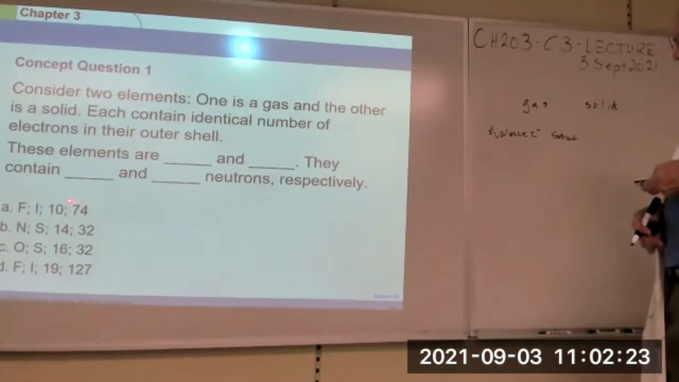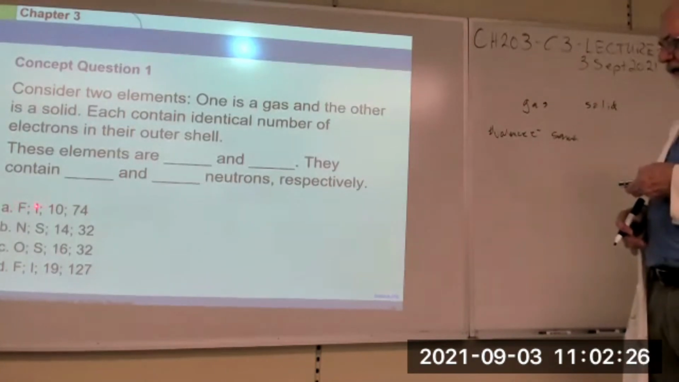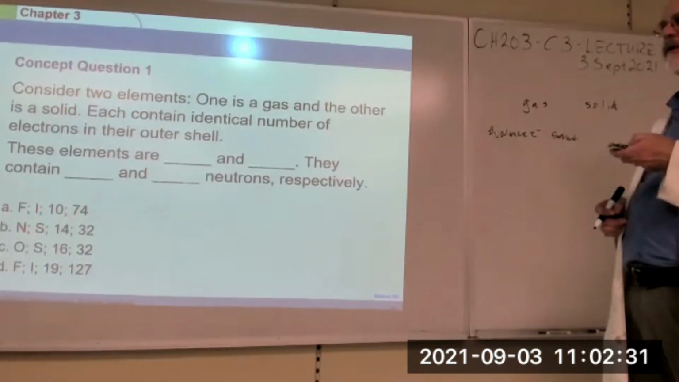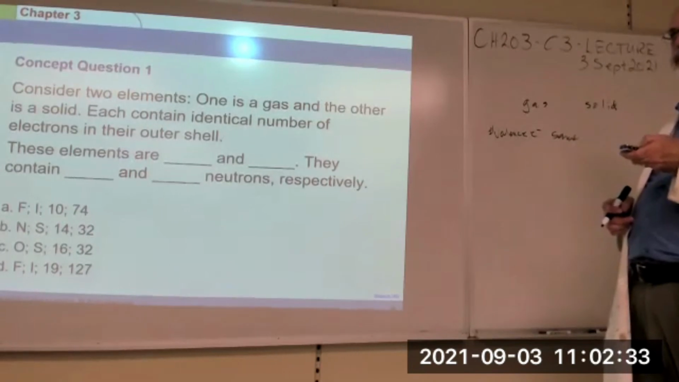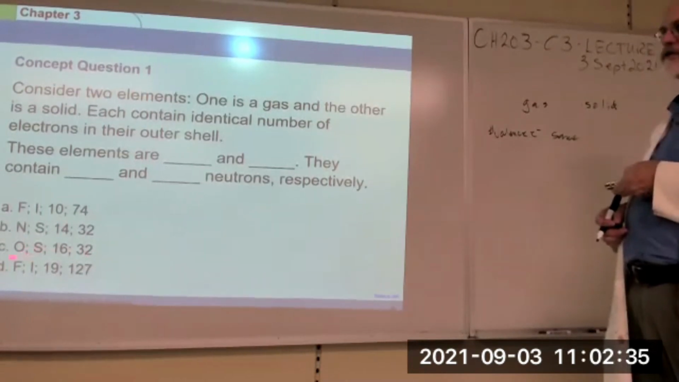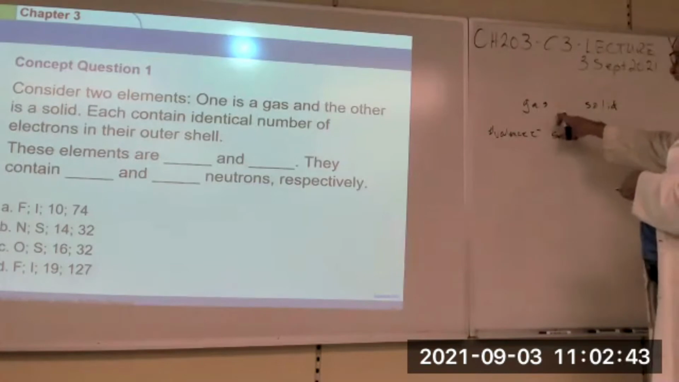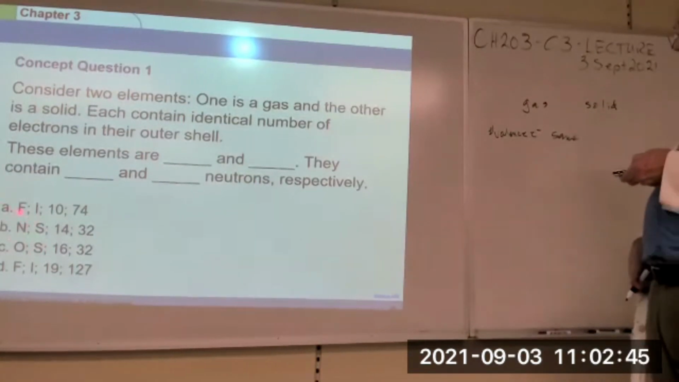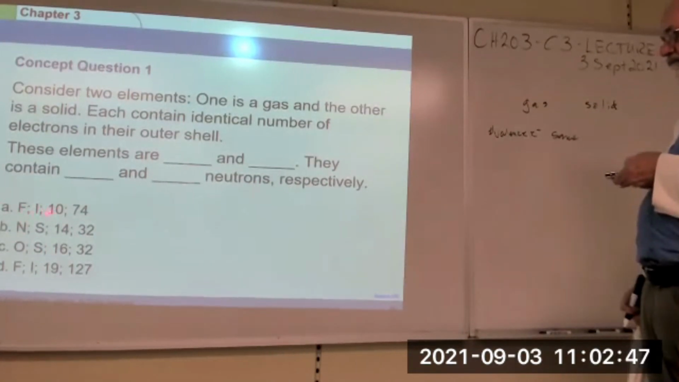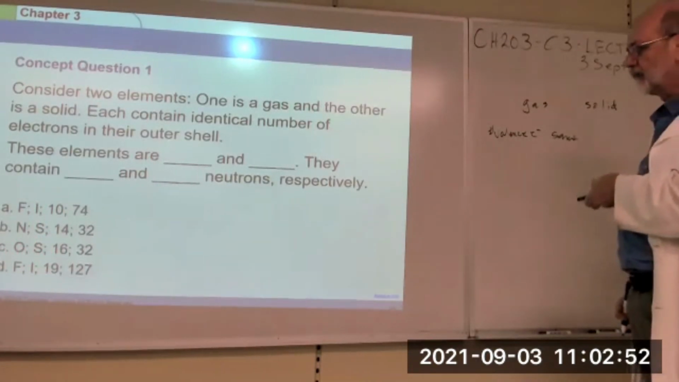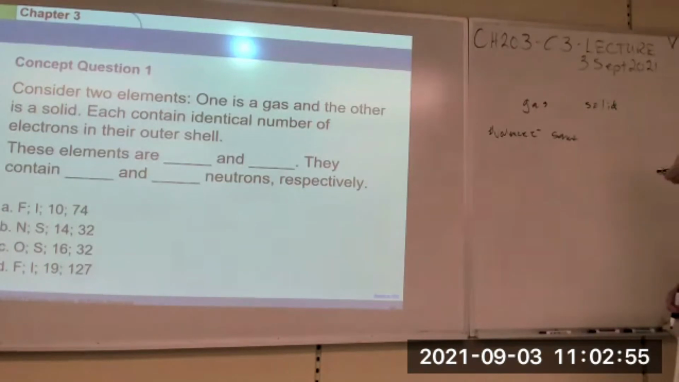So which one? Well, fluorine and iodine, they're in the same group, right? So that could be nitrogen and sulfur. Nope, can't be that one. They're in 2 different groups. Oxygen and sulfur, that could be. And fluorine and iodine again. Okay, what about the other condition? Gas and solid. Fluorine's a gas and iodine's a solid. That's true. Oxygen's a gas, sulfur's a solid. Okay, so that's okay. How about they contain blank and blank neutrons?